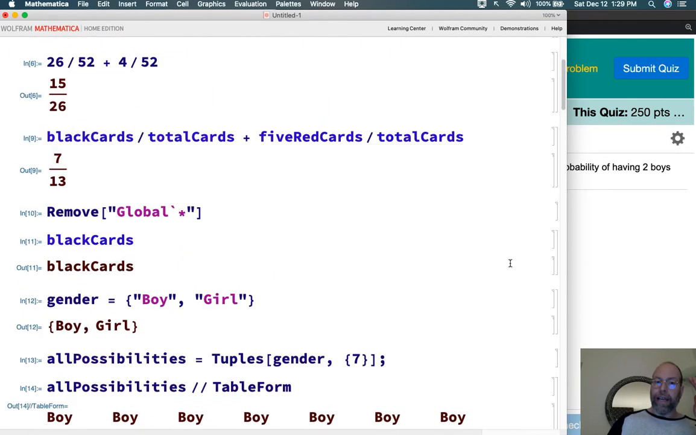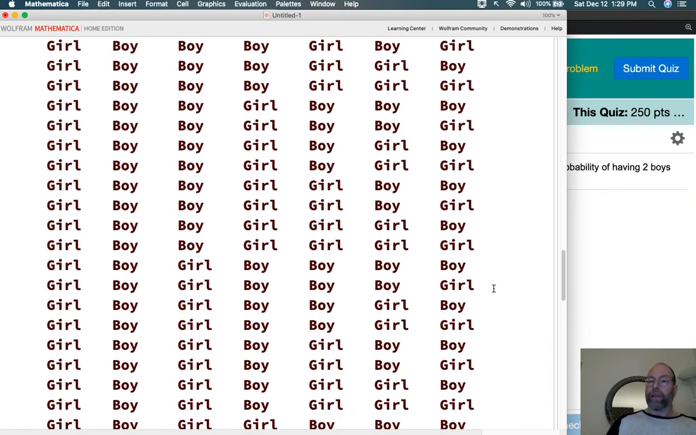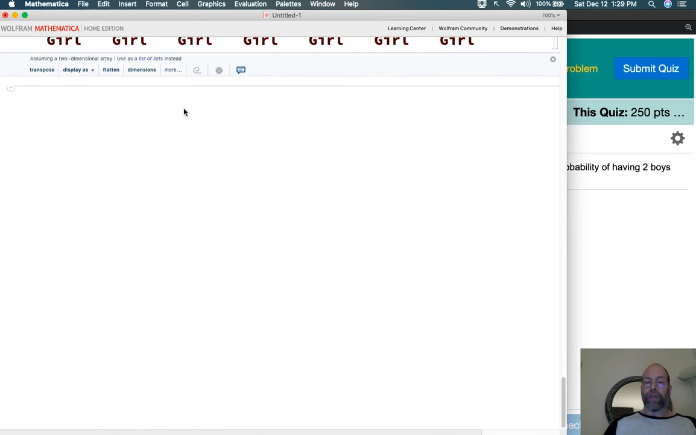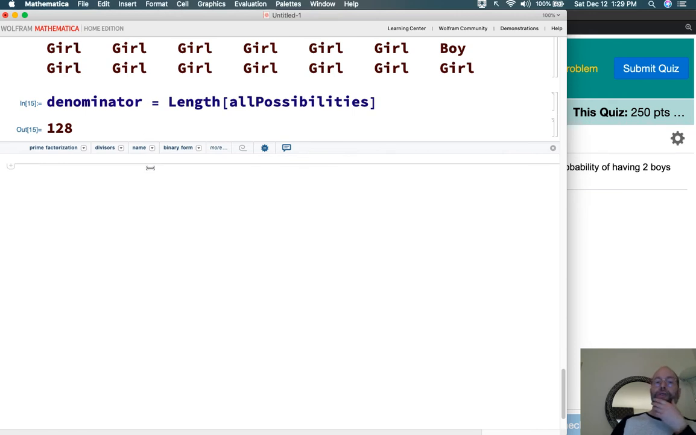So I have this stored in a variable called all possibilities. The first thing I need to do is, what's my denominator? The denominator is equal to the length of all possibilities. It's 128. So you have 128 different possibilities.